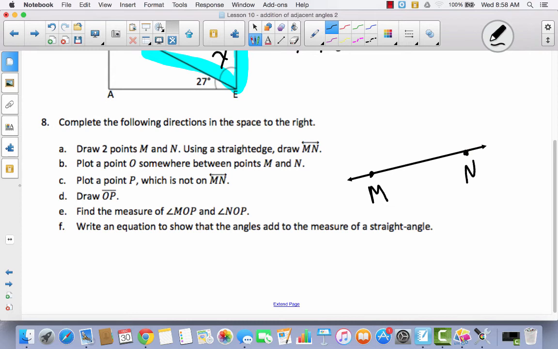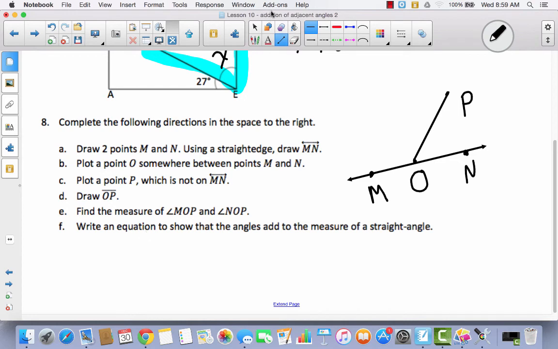Plot a point O somewhere between points M and N. So let's put O right here in the middle. Plot a point P, which is not on M and N. So let's put P over here. Draw OP, and this tells me that this is a line segment, so I'm not going to put arrows on this. So if you put arrows on it, you want to go back and erase those, because there should not be arrows on this because it's not a line, it's a line segment.